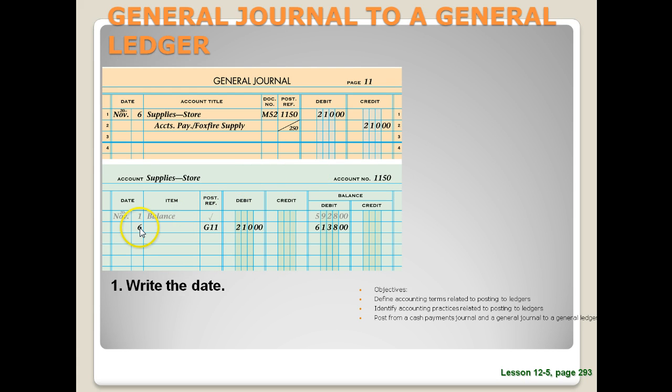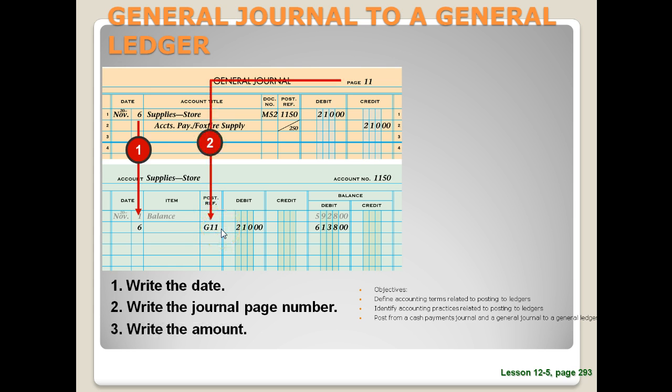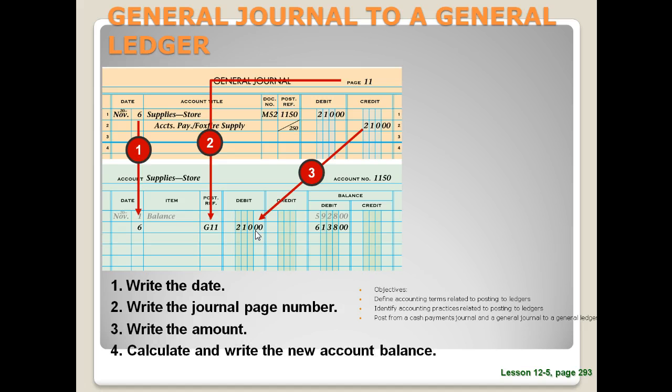First thing we do, we write the date, November 6th. We got that because we looked right here. We write the journal page number. Well, it's the general journal, page 11, so we write G11 in the post draft column. We write the amount, so it is a debit for $210. We come down here, we write our debit for $210. We calculate and write the new account balance, so we had a debit balance of $5,928.